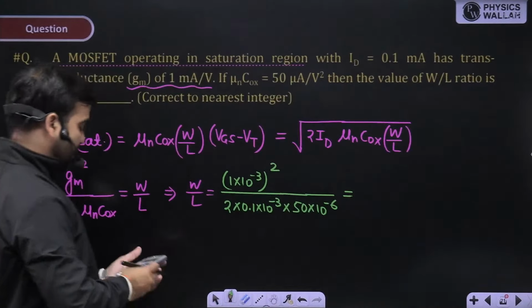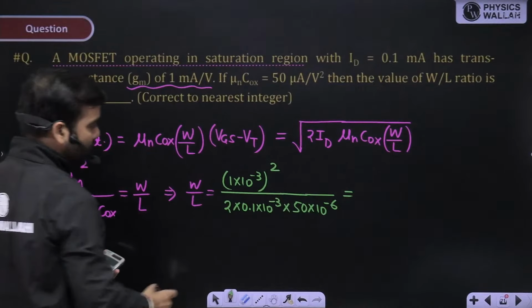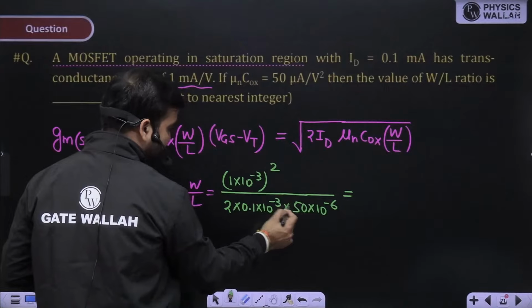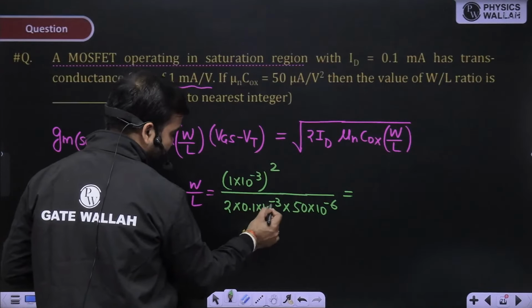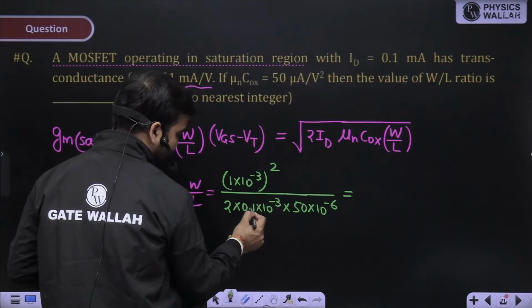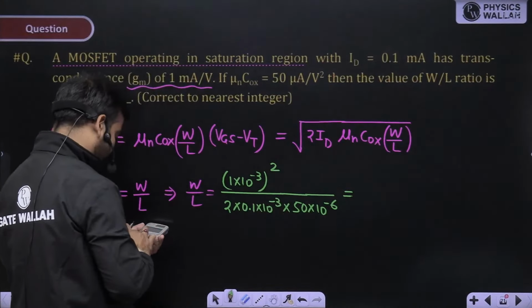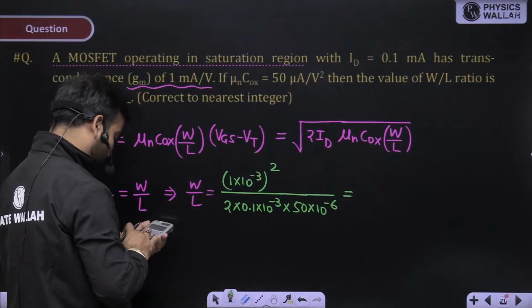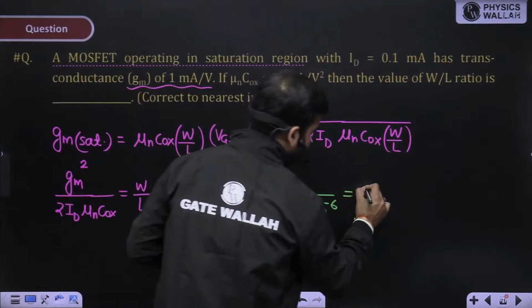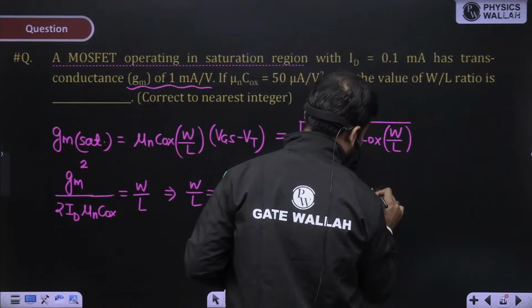Okay, so just calculate. Obviously it will be 10 to the power minus 6, and it cancels out. It is 50 into 200, that is 100 into 10 to the power minus 3, that is 10 to the power of minus 1. And this is 0.1. So it is 1 upon 0.1 into 10 to the power minus 1, which is 100. So W by L is 100.